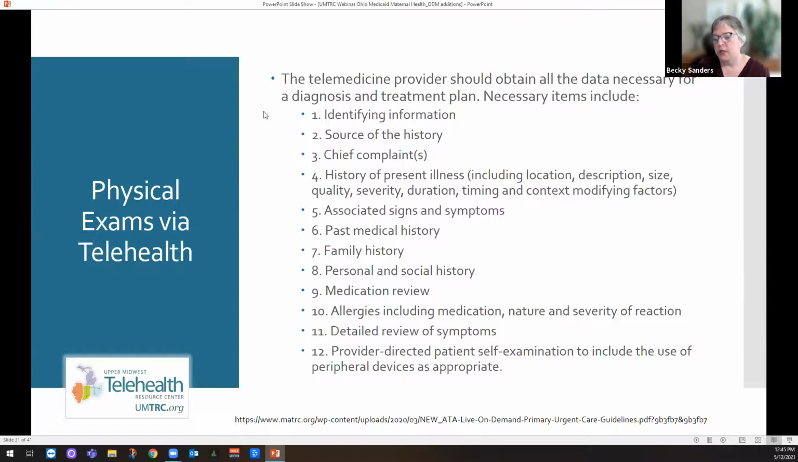All right, so I've done some research about physical exams and necessary items.